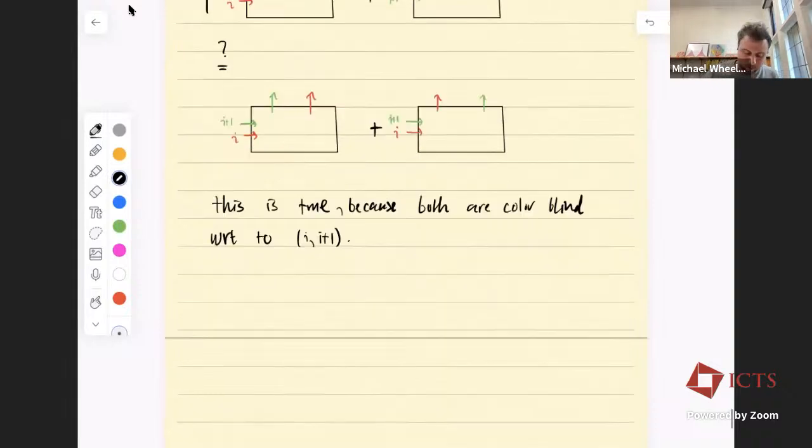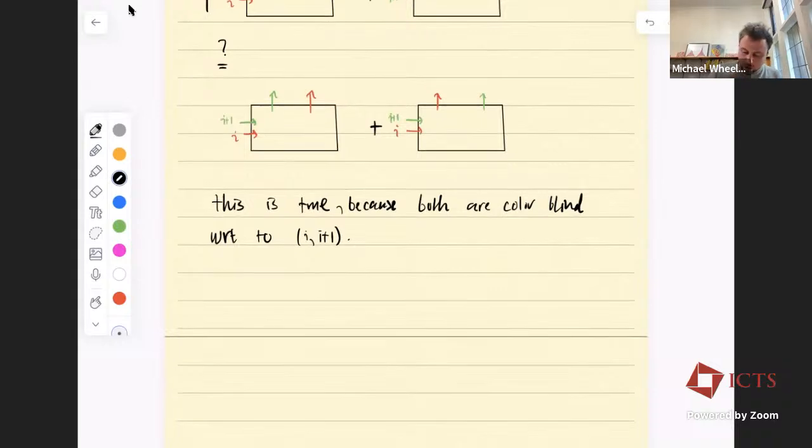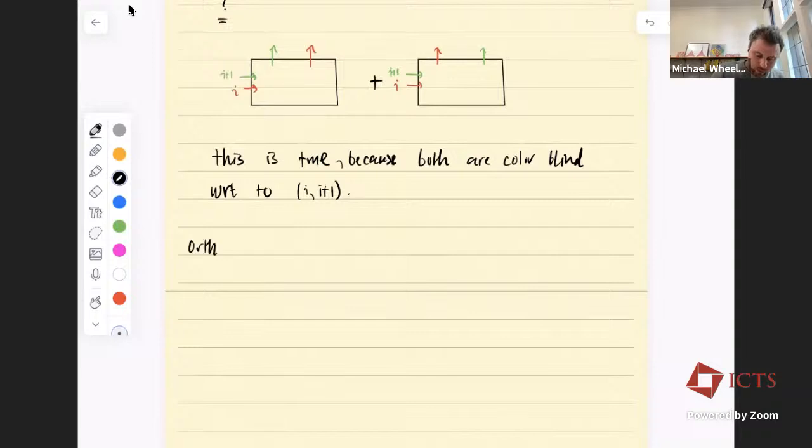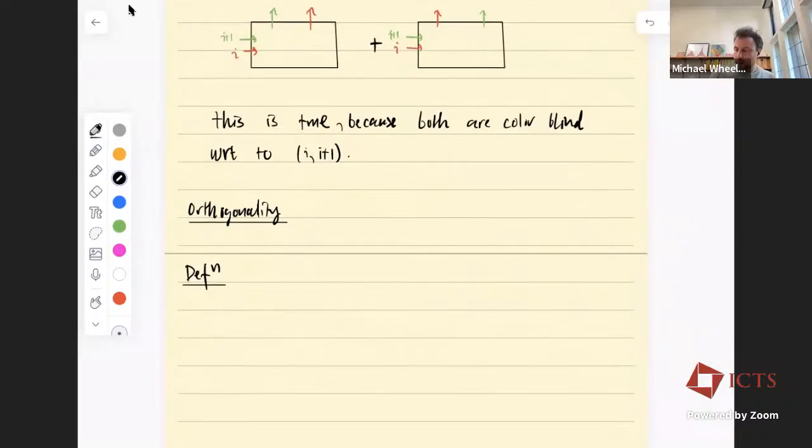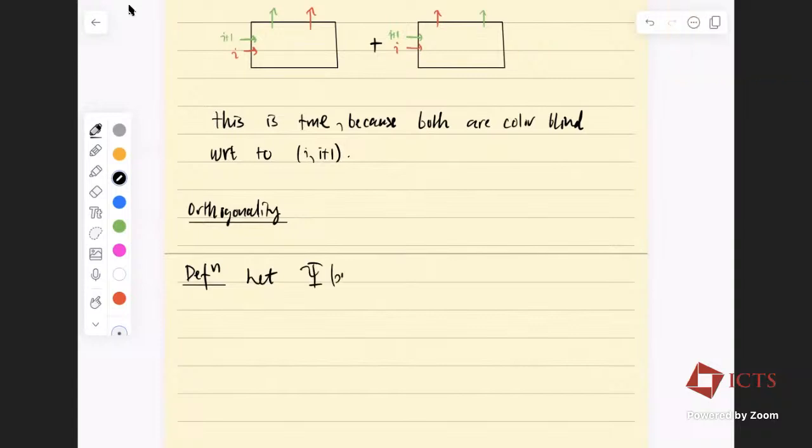So yeah, let me try to give the statement of the fact. Okay, so orthogonality. So it will be expressed in terms of a certain scalar product. So let's give the definition of that. So in what follows, let's let capital psi.